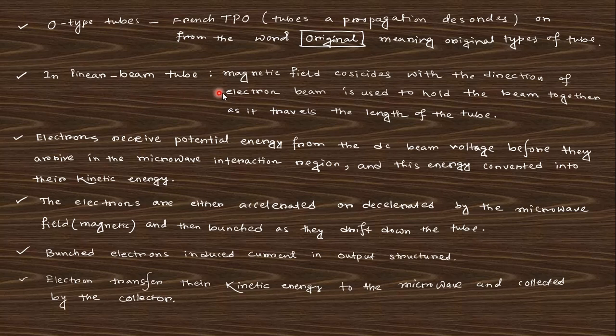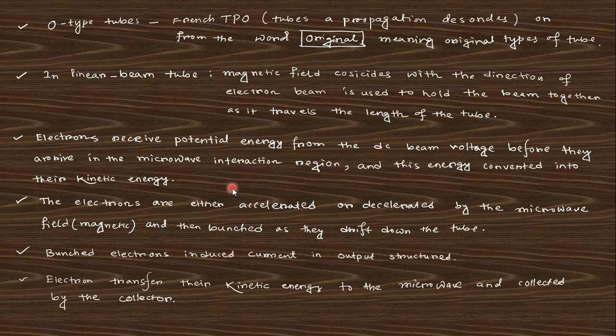In the linear beam tube, that is the O type tube, the magnetic field coincides with the direction of the electron beam and is used to hold the beam together as it travels the length of the tube. When it travels the length of the tube, the magnetic field coincides with the direction of the electron, that is the linear beam tube. And next, the electron receives potential energy from the DC. Here the energy of the electron comes from the DC, and this becomes velocity, that is kinetic energy. Okay, the electrons are either accelerated or decelerated by the microwave field.